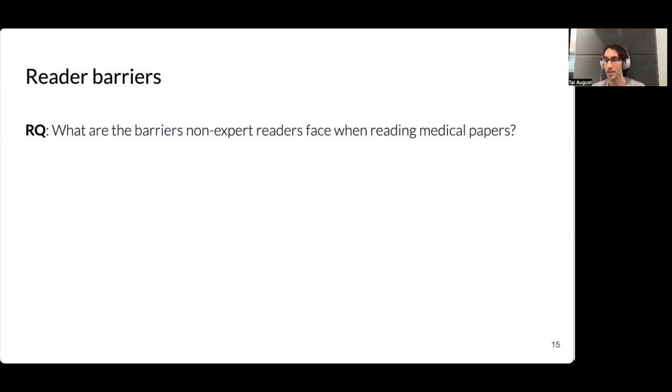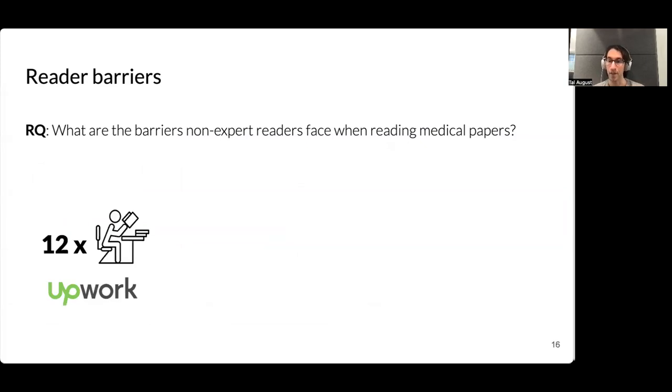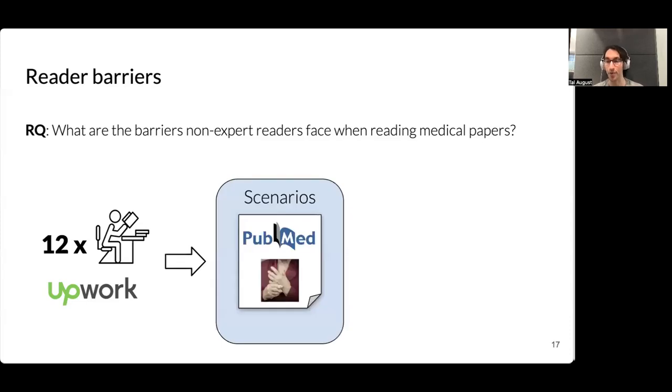Now, in order to build a system to adapt medical language for a general audience, we needed to first know what barriers general audience readers faced when reading medical papers. So to answer this question, we conducted a Think Aloud study with 12 participants who had no medical or research background, and we had them read research papers. Participants were recruited off of Upwork, and they were given scenarios where they might turn to medical research papers.